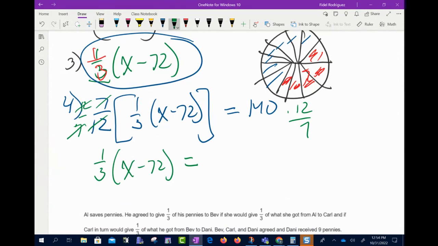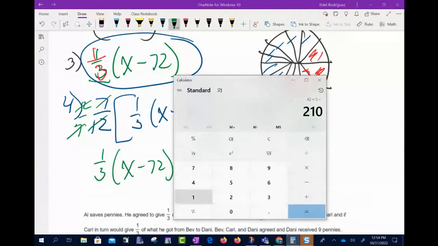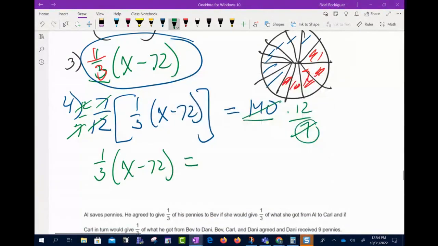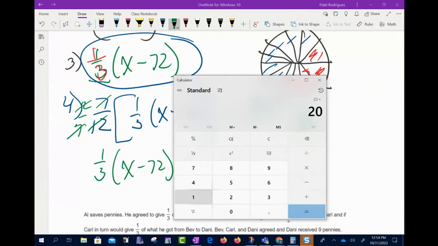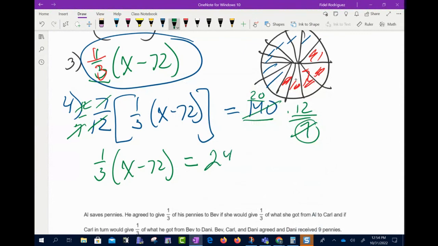Again, I'm going to go real slow here, y'all. 7 I know doesn't go into 12, but it should go into 140. So look, 140 divided by 7 is 20. So that number's at 20. So what's 20 times 12? Oops. 20 times 12 is 240.